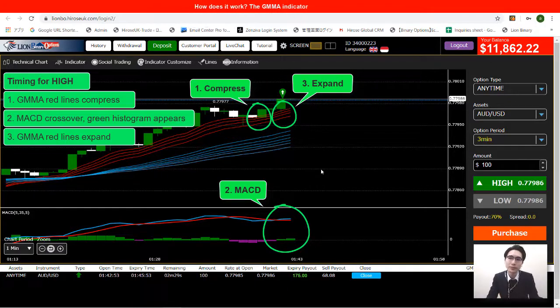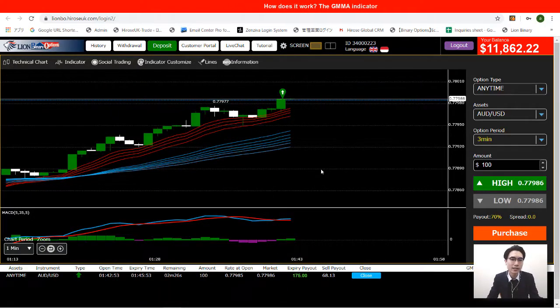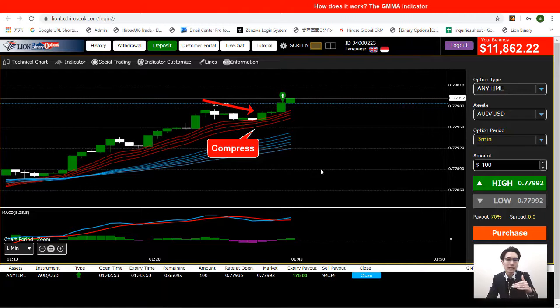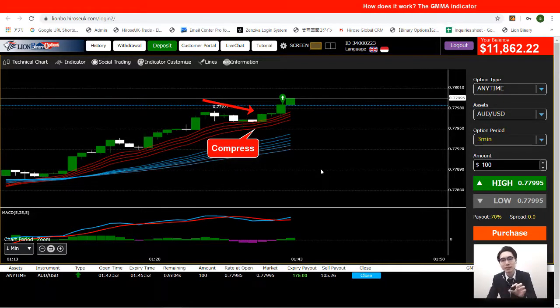Some of you might ask me, why do the red lines expand and compress when there is a trend market? Take a look at the candlestick. When the candlestick starts to drop during an uptrend, where the candlestick starts to fall down, you see the red lines start to compress. And the more it falls, the more the red lines compress.